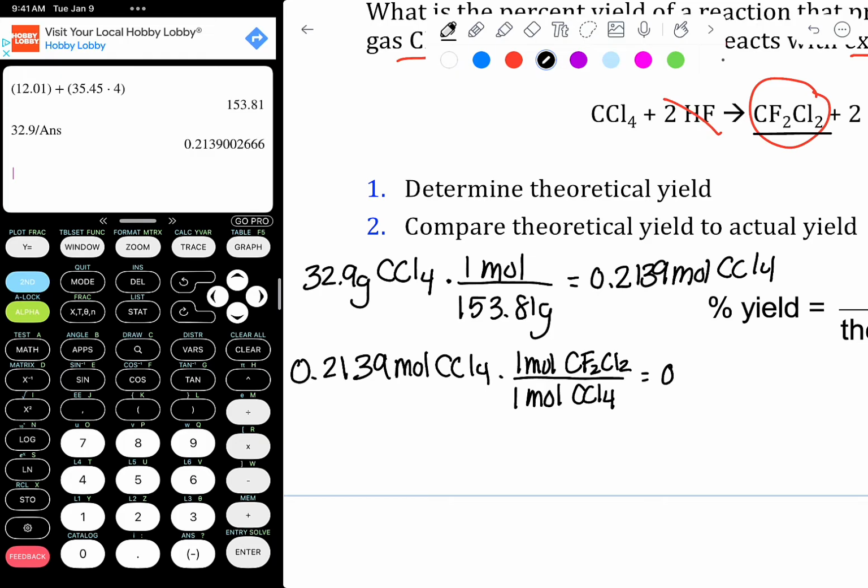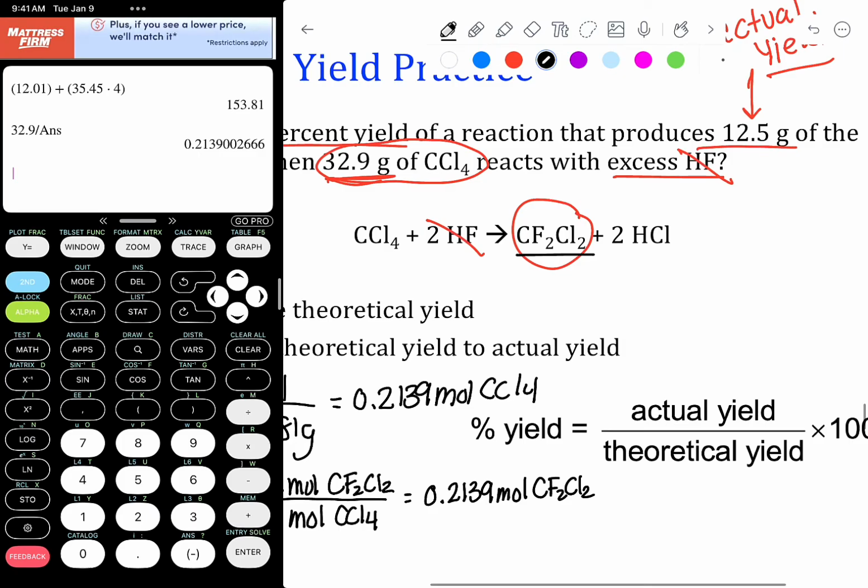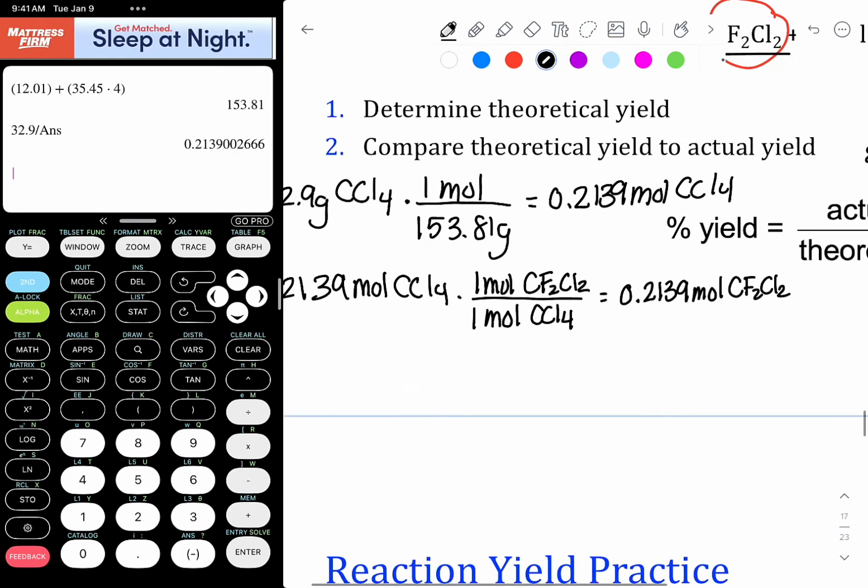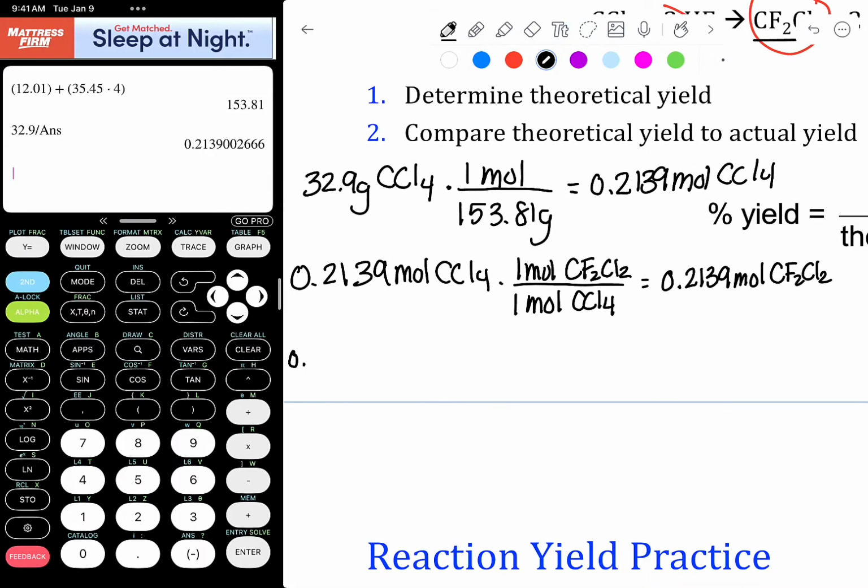So we get out 0.2139 moles of CF2Cl2. Now I can't compare that mole value to this mass value to find my yield because they're not in the same unit. So our percent yield has to be the same units. So the only way to do that is to convert this moles to grams. So we're going to take that 0.2139 moles of CF2Cl2 and convert that to mass.